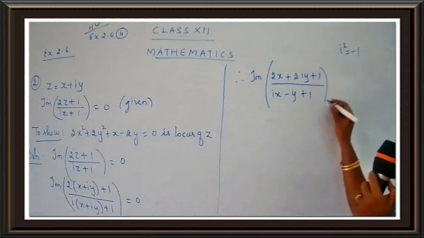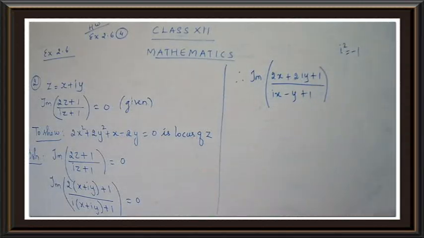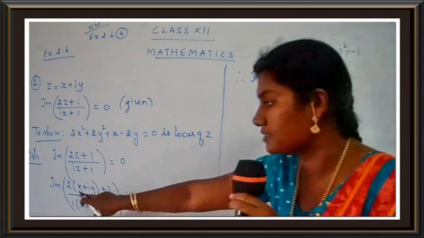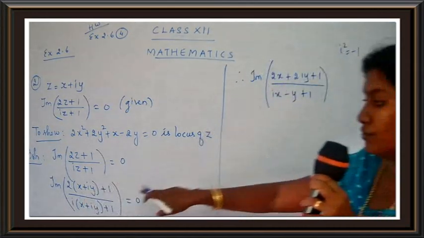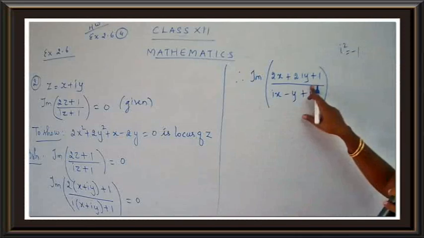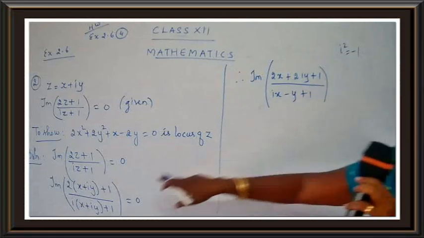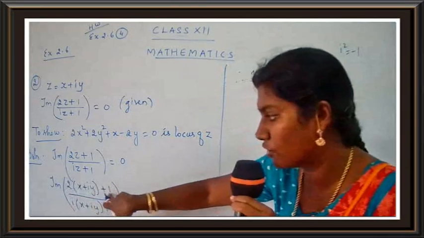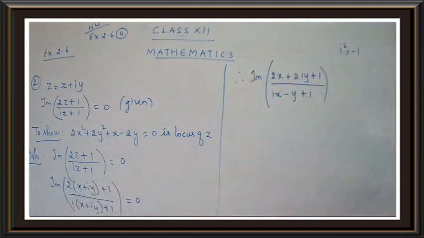Okay. So we have just expanded. We are just opening the bracket. So 2 into x, 2x. 2 into iy, 2iy. Then plus 1. This 2 is only for this bracket, children. So do not mingle this. 2x plus 2iy plus 1 upon ix minus y. How do I get minus y? i square is minus 1. It's minus y plus 1 is equal to 0.